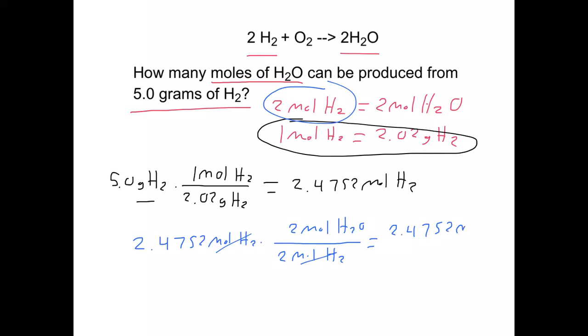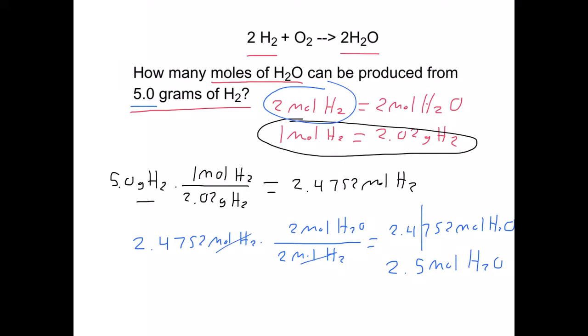2.4752 moles of H2O. Now we're going to have to round off to significant figures. If we look back, the given in the problem had 2 significant figures. Our molar mass is more precise than that, so we will end up with 2 significant figures. 2.4 right there, so we get 2.5 moles of H2O.